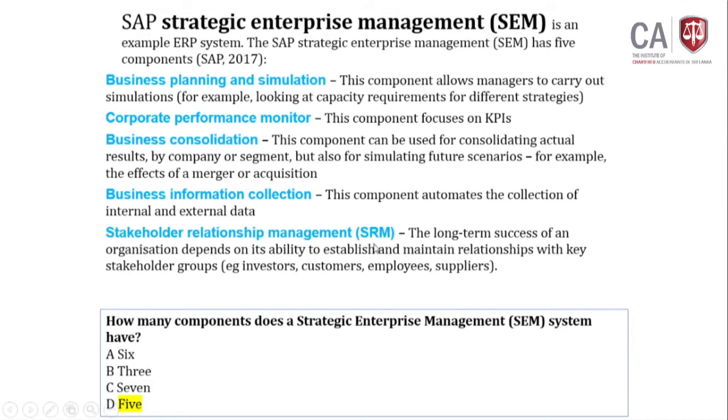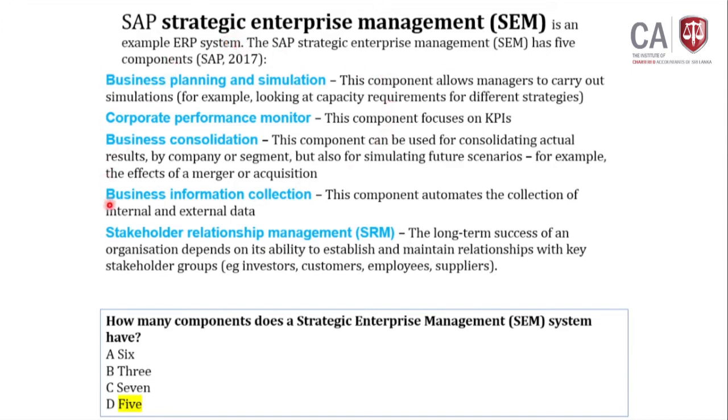Stakeholder relationship management, SRM. So, who are the stakeholders of the organization? They are the people who are dealing with the organization, they have a relationship with the organization. That management part is also done by the strategic enterprise management. The long term success of an organization depends on its ability to establish and maintain relationships with key stakeholder groups: investors, customers, employees, suppliers. So there can be internal relationships, and external relationships will also be made through the system. Those relationships will be handled through the strategic enterprise management system.